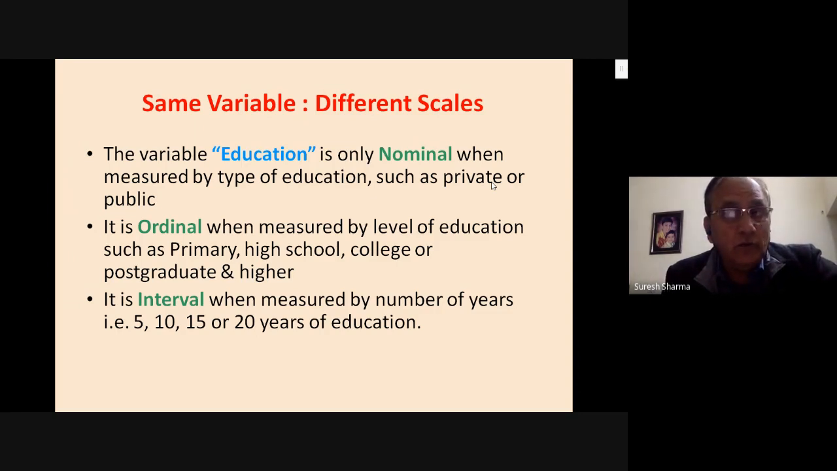And the same variable can go to the ordinal scale if you measure by the level of education: primary school, high school, college, graduate, postgraduate. You can arrange these categories in order from the lowest to the highest. So the same variable, education, can be put into the ordinal scale. And if you go to the US or any other country, they will ask you about the number of years of education: 5 years, 10 years, 15 years, 20 years. The same variable can be put into the interval scale. So it is very important to understand how a variable is measured, and you have to assign the scale accordingly.